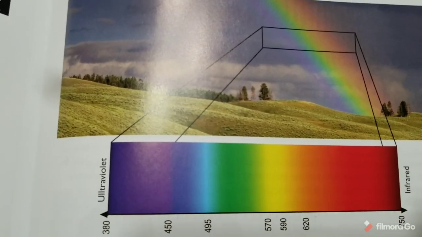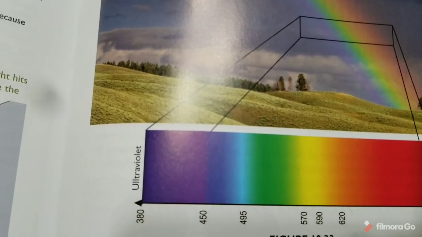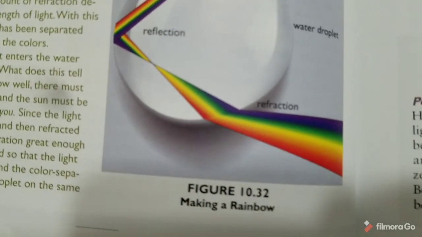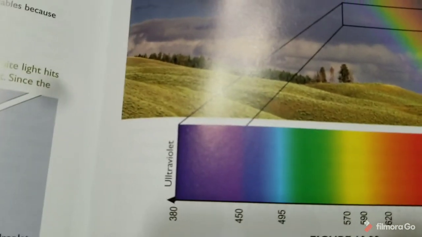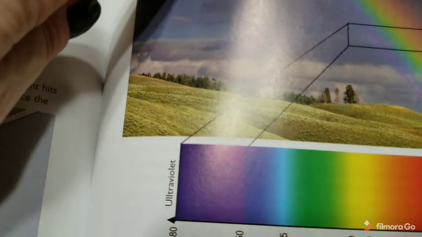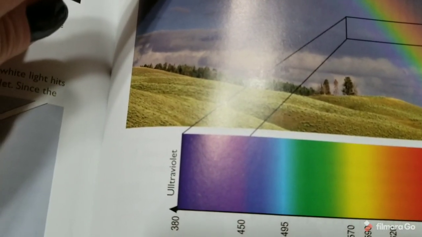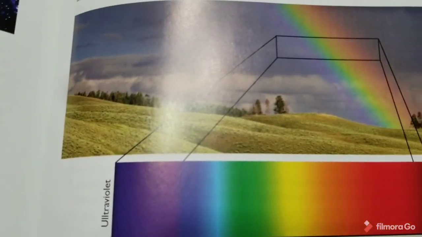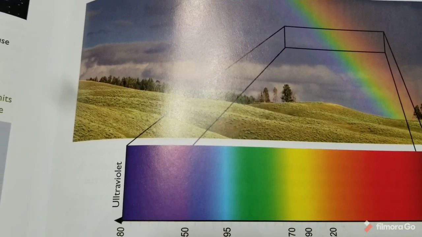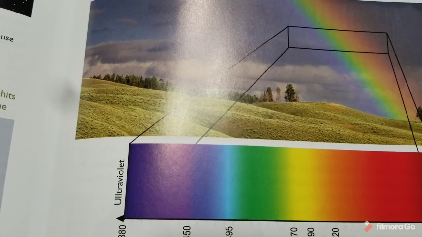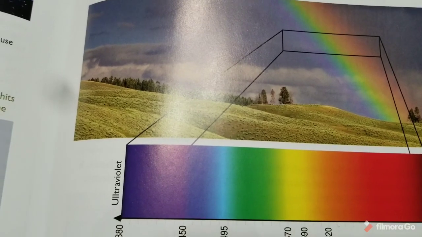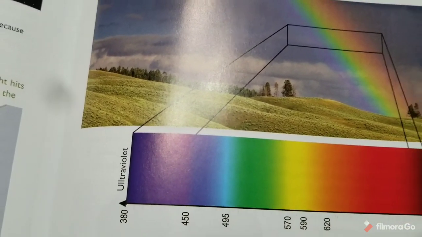Okay? Also, you don't see all of the colors of the rainbow from one water droplet, even though this picture leads you to think you do. It's more accurate to think that there are many, many water droplets in the air, and you see different colors from different water droplets. Why? Because of the angle at which the light is hitting it, and how the light is bending when it leaves the water droplet.